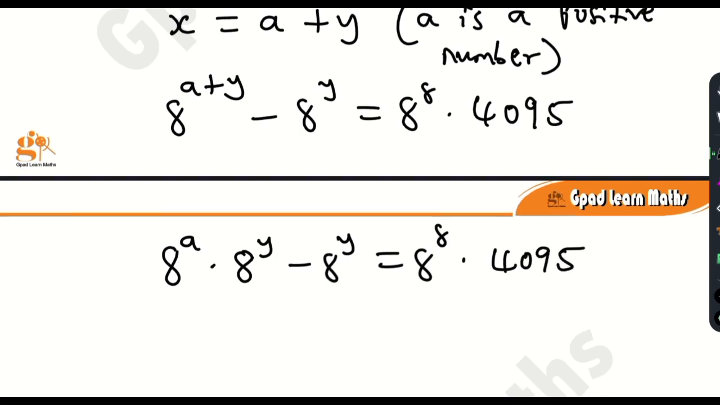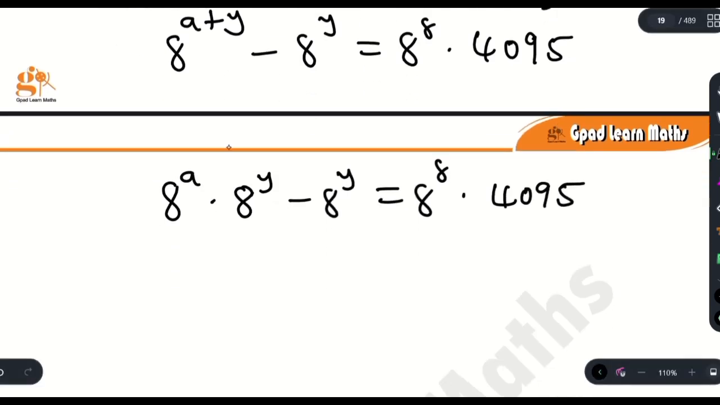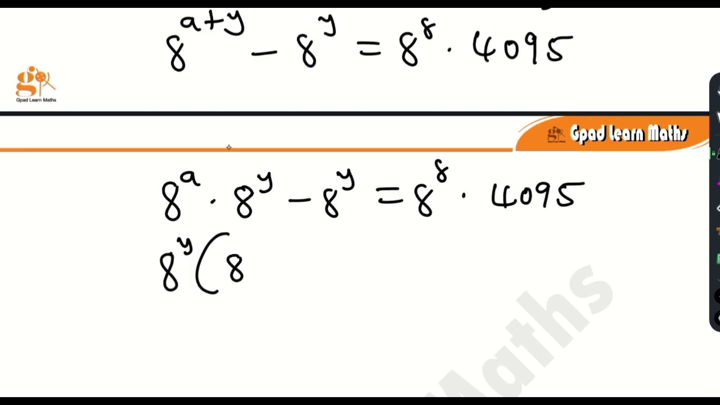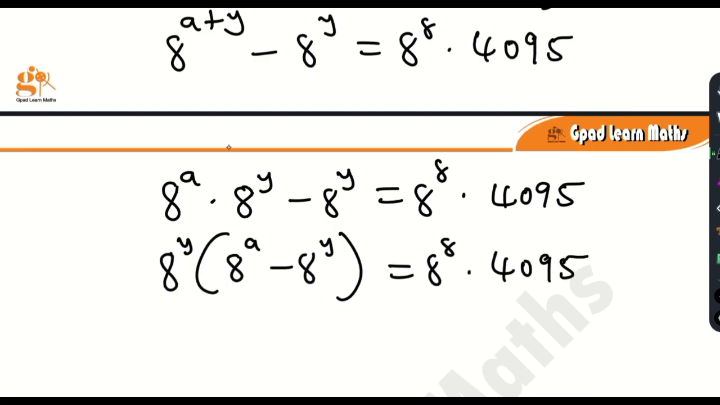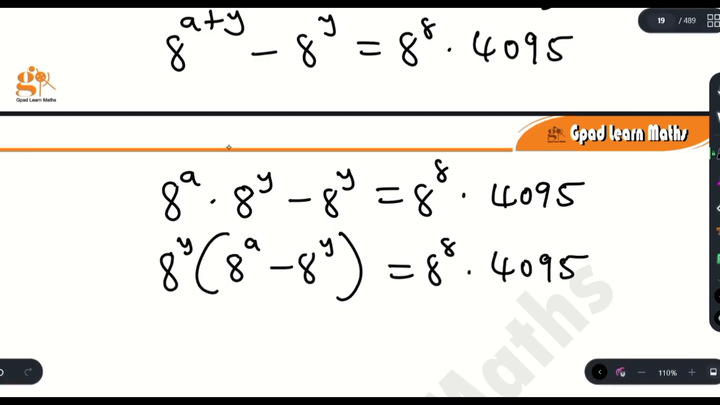Okay, look at this term and this term. What is common between the two of them? It is 8 raised to the power y. So let's factor 8 raised to the power y out. And then you have 8 raised to the power a minus 8 raised to the power y. And this is equal to what? 8 raised to the power 8 times 4095. I hope this is okay. No. There's a mistake here.